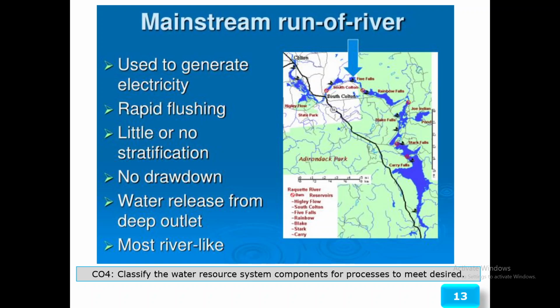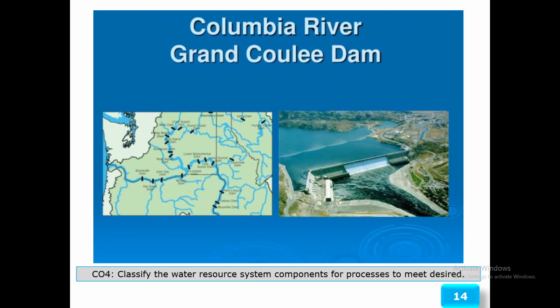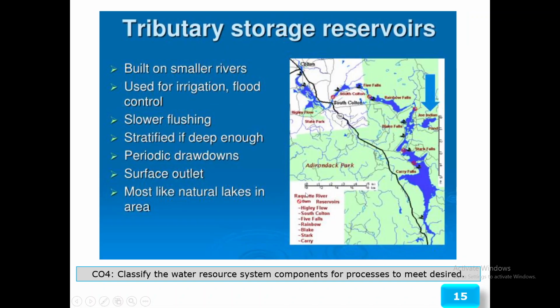Now the mainstream runoff river. The arrow mark indicates it is used to generate electricity, with rapid flushing, little or no stratification, no drawdown, and water release from a deep outlet, most like a river. Examples are the Columbia River and Grand Coulee Dam. These are places where many dams are built for storage of water, which is better for us because we can store water in all the nearby places. See the greenish area in the picture.